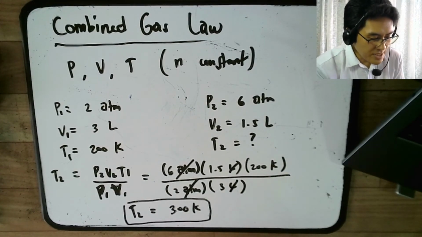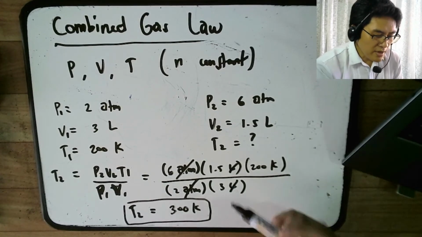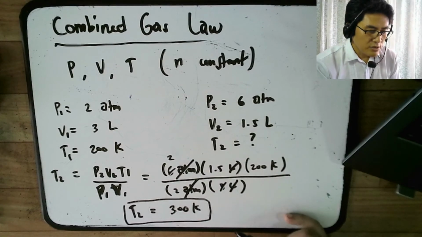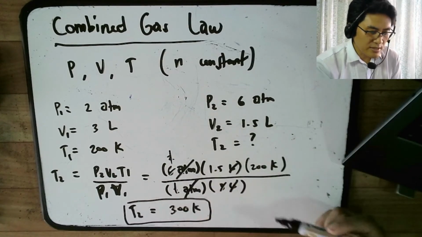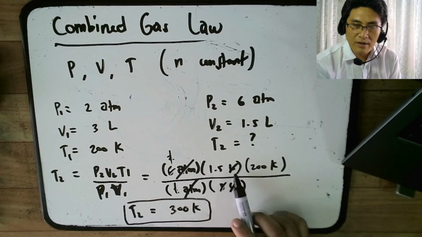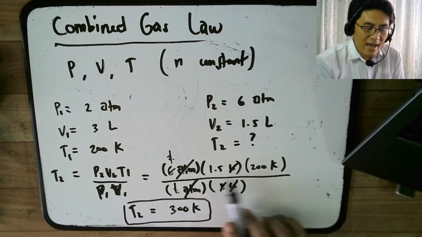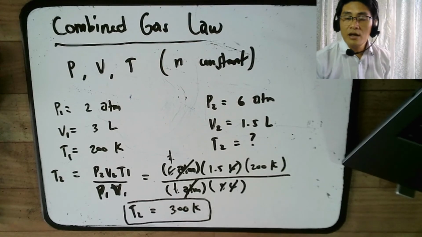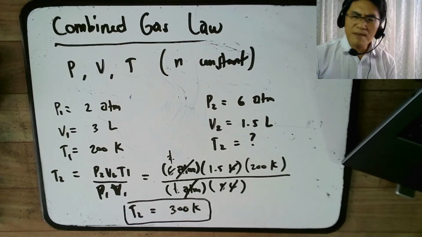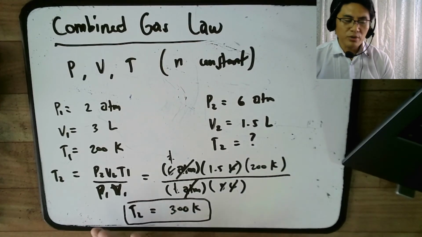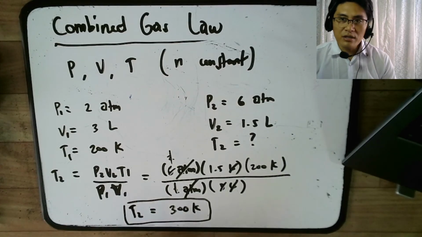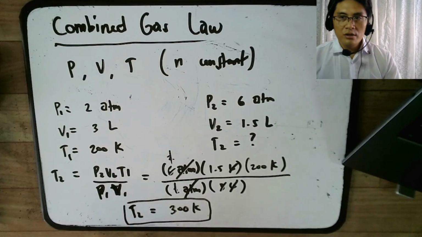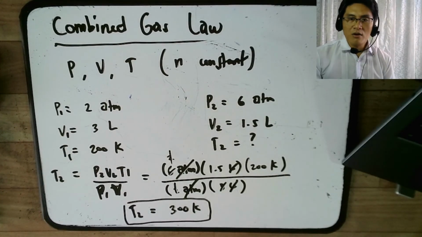Because let me see, 6 divided by 3, if I reduce that, becomes 2, right? So if that's 2, this 2 and 2 will cancel out. That leaves me with 1.5 times 200. So 1.5 of 200 is 300 Kelvin. So the answer is 300 Kelvin. So that's how simple the combined gas law is. That's how you do problems in the combined gas law.